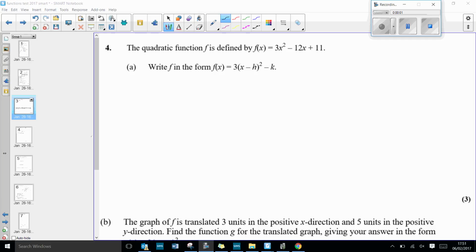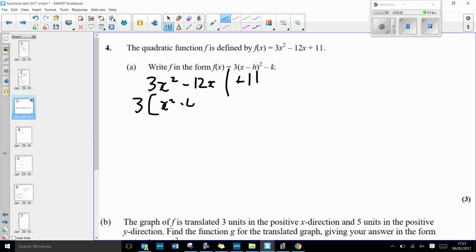We need to write it in this form, which indicates we're completing the square. So we take 3x squared minus 12x. We're going to separate the plus 11 for now. Factorize the left hand side, so we bring the 3 out, and we have x squared minus 4x.